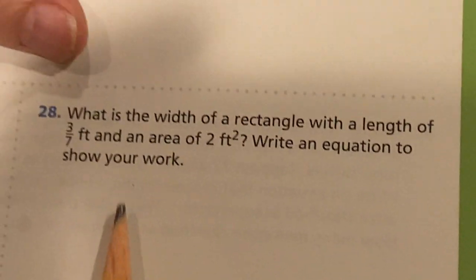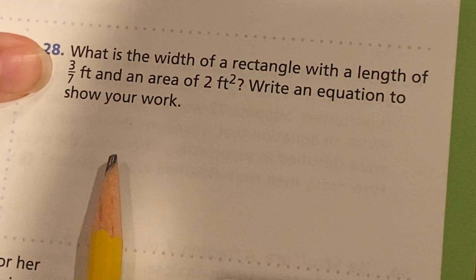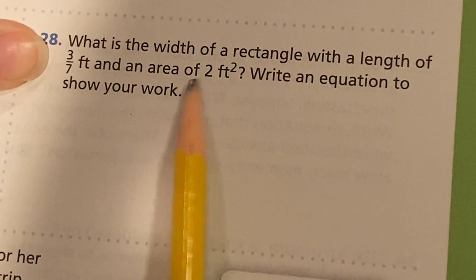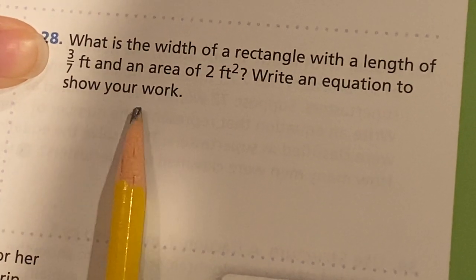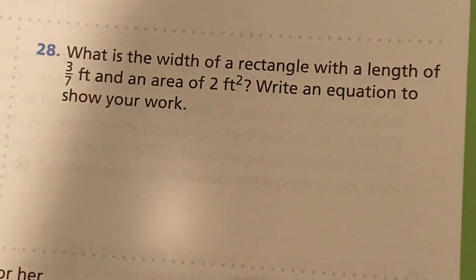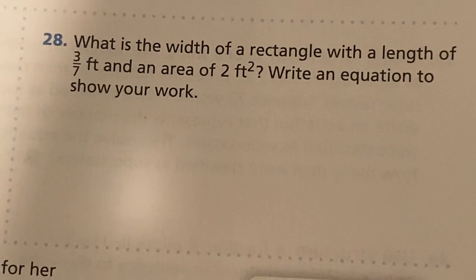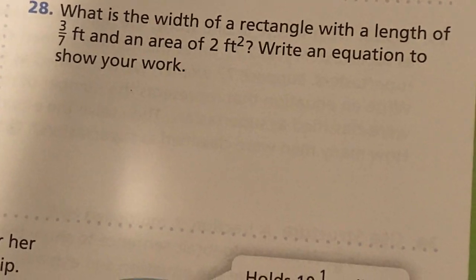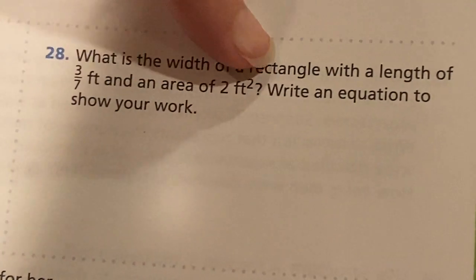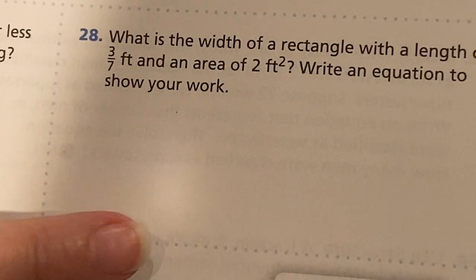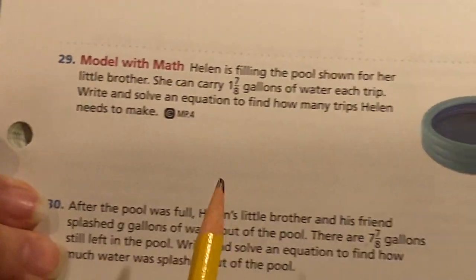What is the width of a rectangle that has a length of 3/7 feet and an area of 2 feet squared? Write an equation to show your work. So remember the formula for finding the area of a rectangle is base times height, or length times width. So here you've got the length and you've got the area. What's that missing piece?